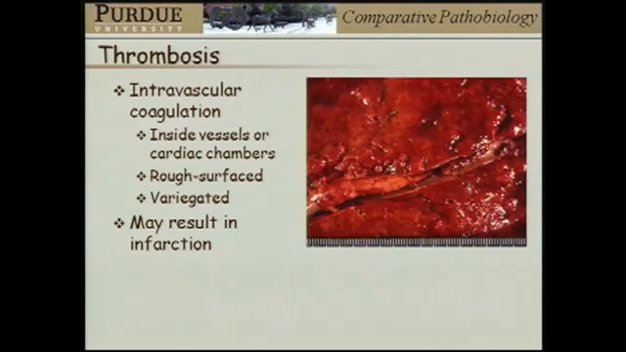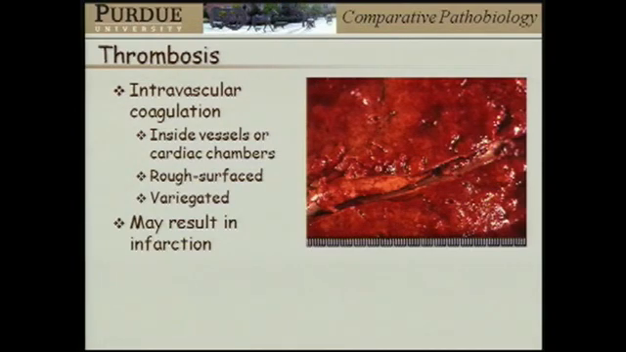Thrombosis means that we have intravascular coagulation. This may happen in vessels or it may happen inside the heart. We can tell it from a postmortem clot because it tends to be paler, it has a roughened surface, and especially in cross-section, it should have a variegated appearance. It may or may not result in infarction depending on the tissue.